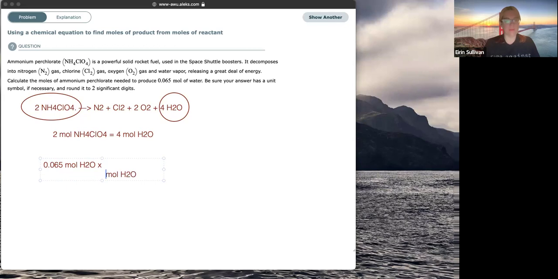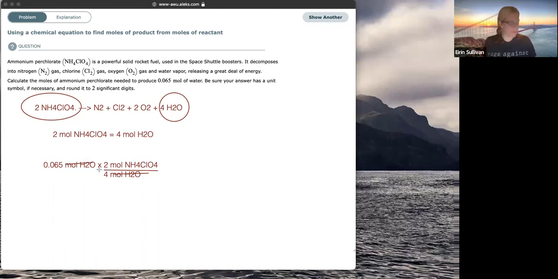So if you get confused about this kind of thing, just write the units before you even think about numbers. I know I want to end up with moles of ammonium perchlorate on the top. So then I'm going to stick my 2 with that because it goes with it, and I'm going to stick my 4 with this because it goes with it. And then I have constructed my unit conversion that I'm going to be using. All right, so my moles of water should cancel out.